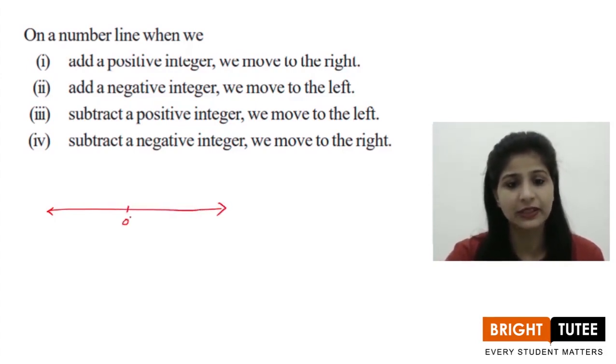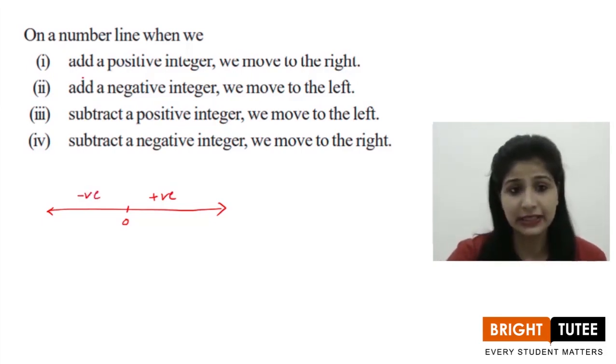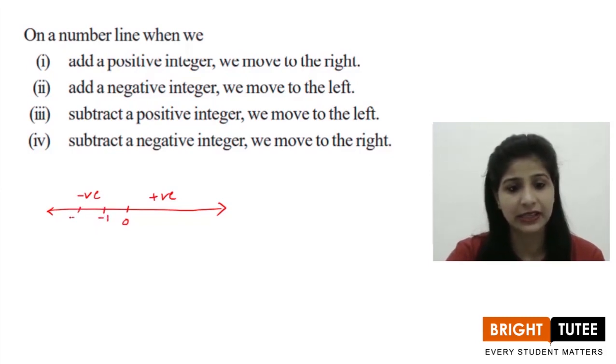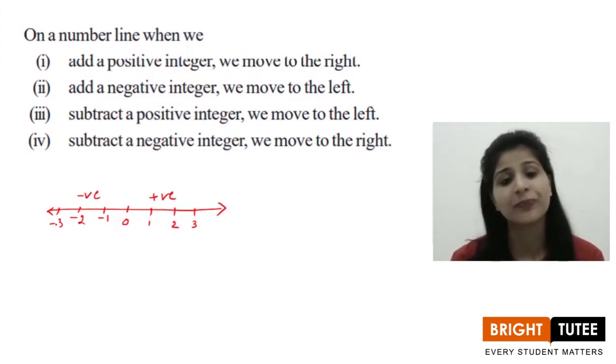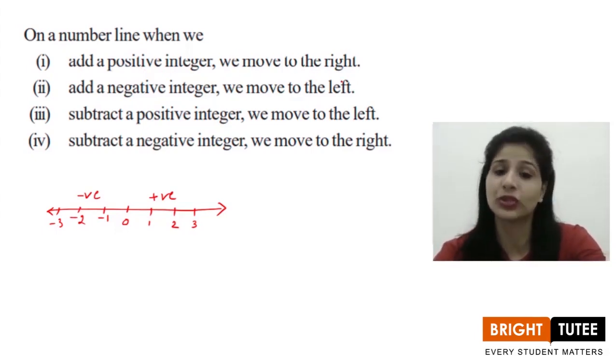It is 0 here. This side will have positives and this side will have negatives. Okay, so what are they saying? Add a positive integer, we move to the right. Okay, suppose here it is minus 1, here it is minus 2, it is 1 and it is 2, it is 3, here it is minus 3. So we'll just take some numbers and we'll figure out whether whatever is written is right or not. So to add a positive integer, we move to the right.